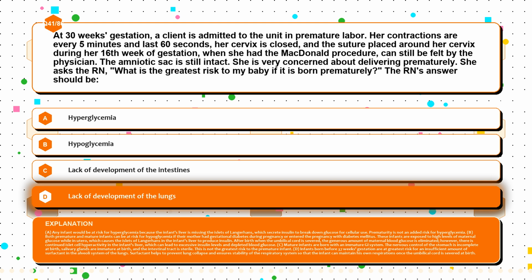Infants born before 37 weeks gestation are at greatest risk for an insufficient amount of surfactant in the alveoli system of the lungs. Surfactant helps to prevent lung collapse and ensures stability of the respiratory system, so that the infant can maintain his own respirations once the umbilical cord is severed at birth.